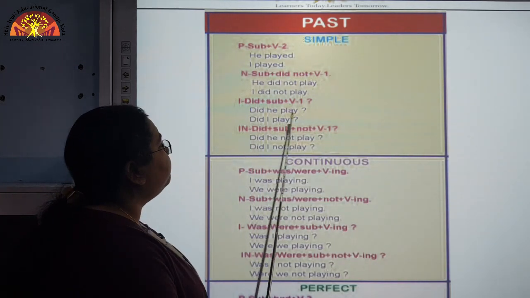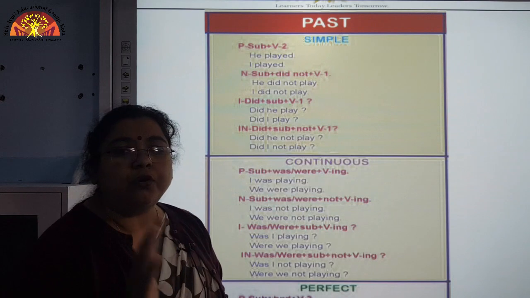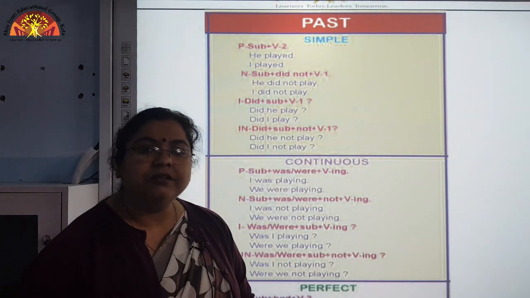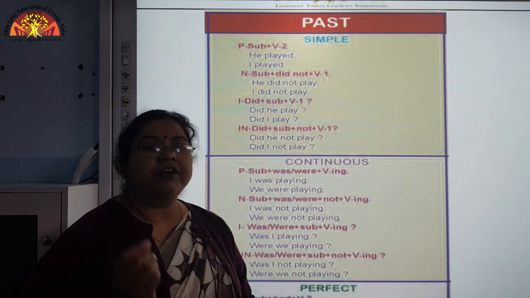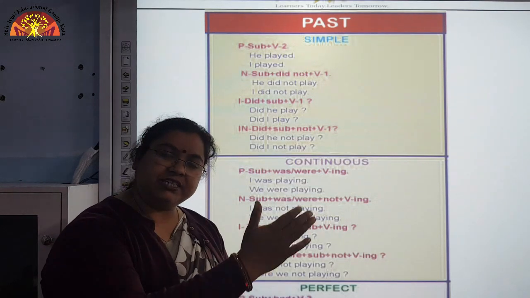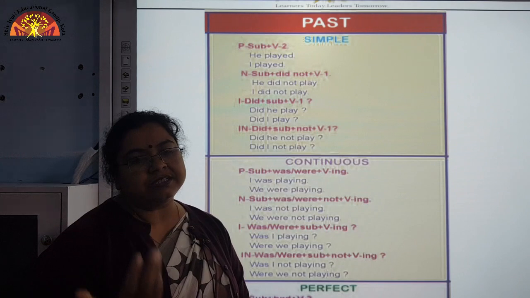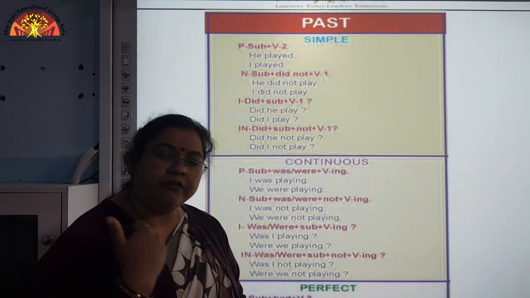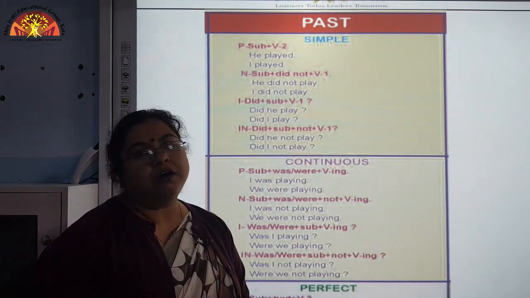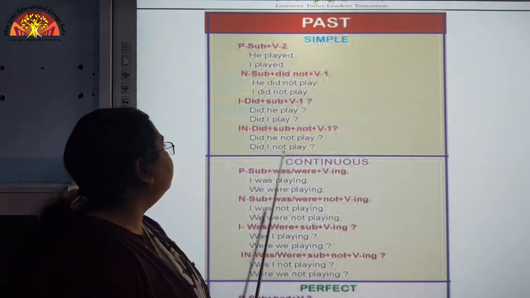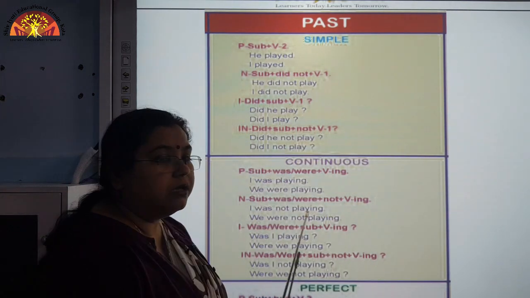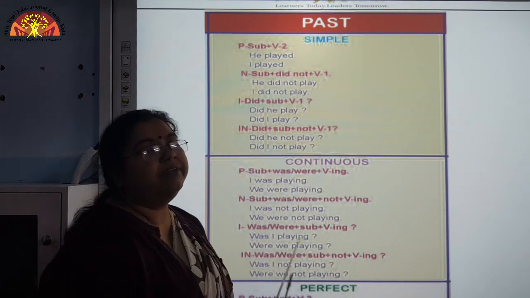So, did he play? Did she go to school yesterday? So, what are we asking? We are talking about the previous day which has already gone. And we are inquiring whether she went to school or not. So, that is how we frame the sentence. Did I play? Now, interrogative negative sentence.